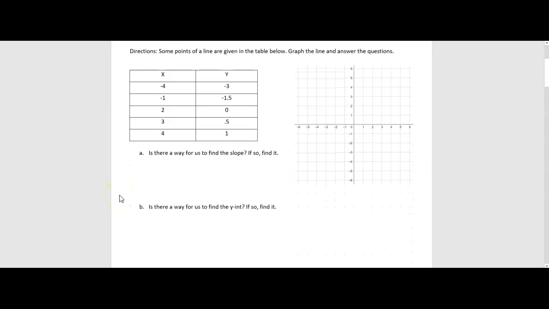To start us off, it says some points of a line are given in the table below. First, you're going to graph the line and then answer the questions. So again, these are just some of the points on the line. When you have those points graphed, you can connect the line and they should all fall in the same one. So take a minute or two, complete the graph as well as answer parts A, B, and C.